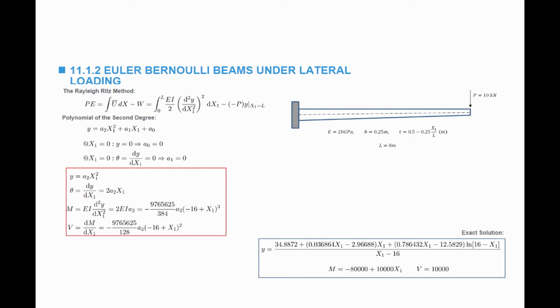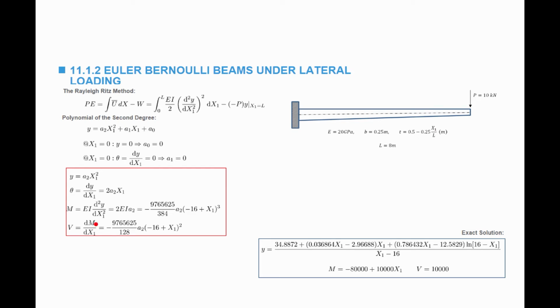And so, the displacement would be equal to a2 x1 squared. The rotation, which is dy by dx1, will be equal to 2a2 x1. The moment is equal to EI, the second derivative of y with respect to x1 squared, so it will be equal to EI multiplied by 2a2. And when we substitute for I, we get this equation.